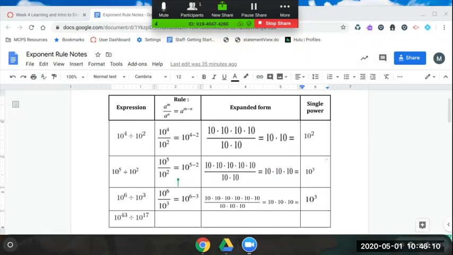Okay, so we have the expression here, 10 to the fourth divided by 10 to the second. The rule we're learning for this week says if you have the same base and you're dividing, you keep the base, subtract the exponents.